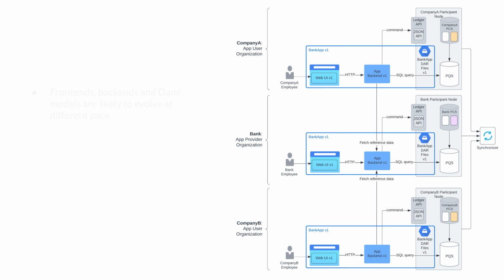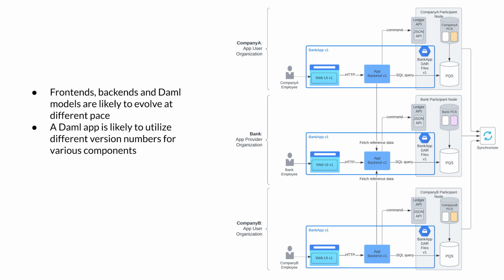In a real-world Daml app, front-ends, backends, and Daml models are likely to evolve at different paces. At any given moment in time, a Daml app is likely to utilize different version numbers for various components of the app. Like a server that implements an API typically evolving faster than the API itself, it's likely that the front ends and back ends will evolve faster than the Daml models and will have a different versioning strategy. The front ends and back ends will then specify the minimum version of the DAR files they require.